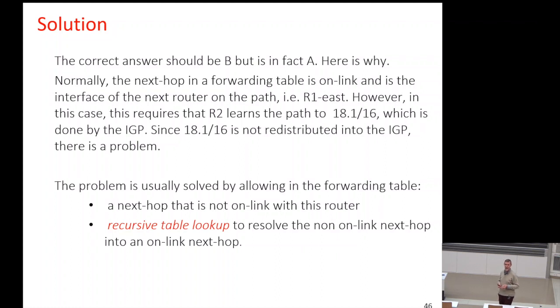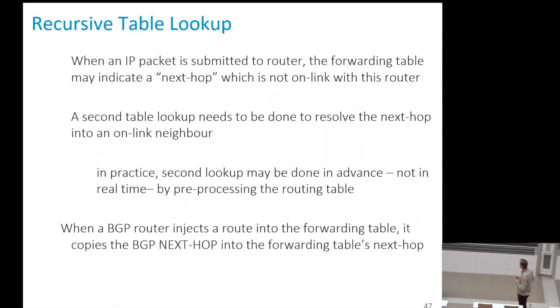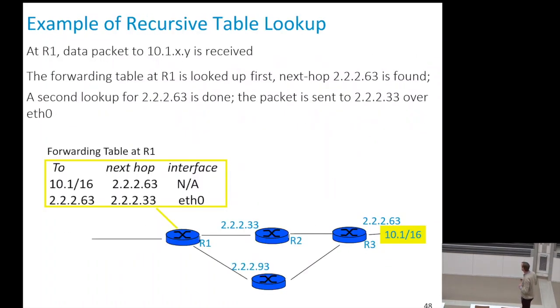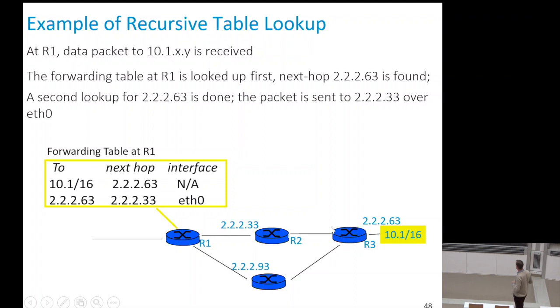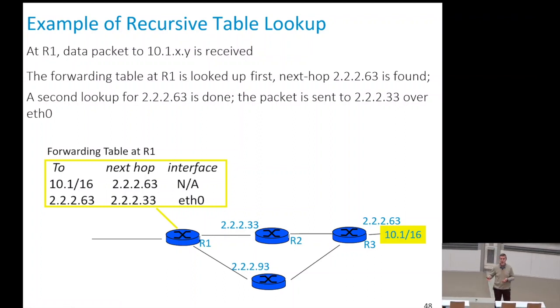That's a recursive definition. Here we have a recursive table lookup in the sense that if I put into the table 222, like I will do here, assume I am router R1, and I say to this destination, the next hop is, or another example here, assume to this destination, the next hop is 222.63, right? Which is not on link. Then I will signal that it is not on link by saying there is no interface definition. Normally in a routing table, you have the next hop and the interface to which you should go, and perhaps also the MAC address that you have resolved using ARP.